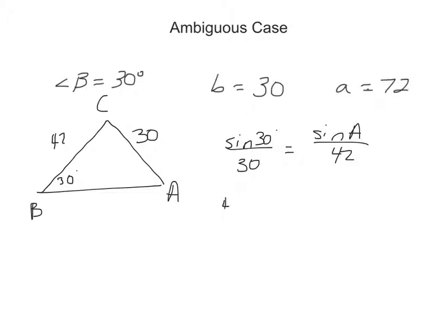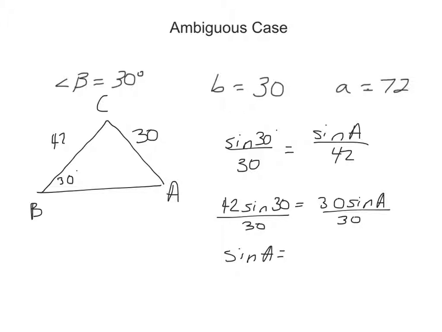We cross multiply, we get 42 sine of 30 is equal to 30 sine of A. Divide by 30. I'll use my calculator for this and find out that sine of A is equal to 1.2. Now, in this scenario, because 1.2 is larger than 1, if I try to do an inverse sine of it, it won't work. It does not exist because 1.2 is outside my range of sine. So this is an example with no triangle.